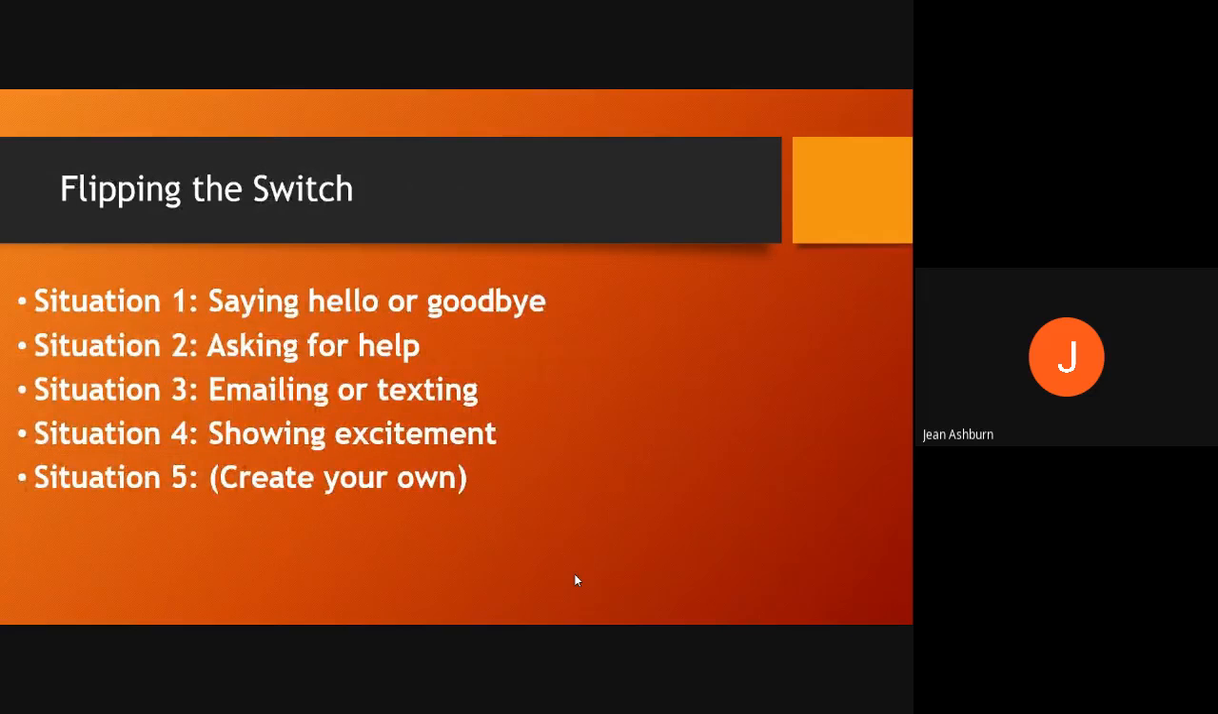So now let's look at the different situations. Situation number 1, saying hello or goodbye. How might you say hello or goodbye to your friends, family members, or a professional? You may complete this activity now.